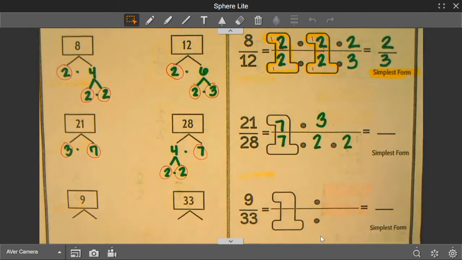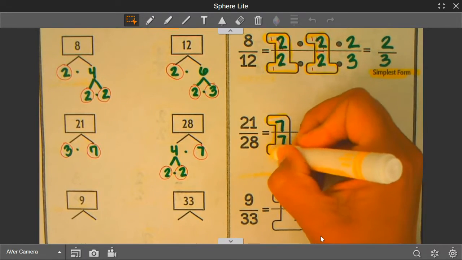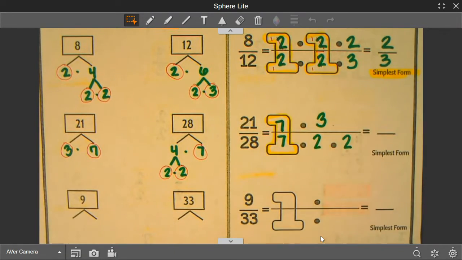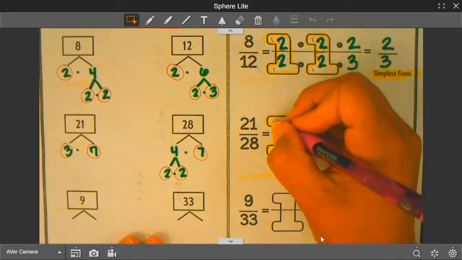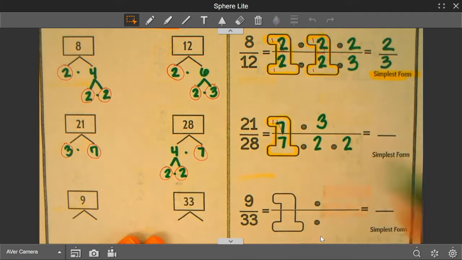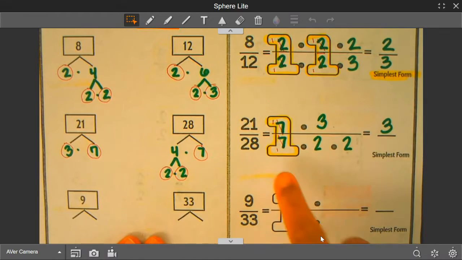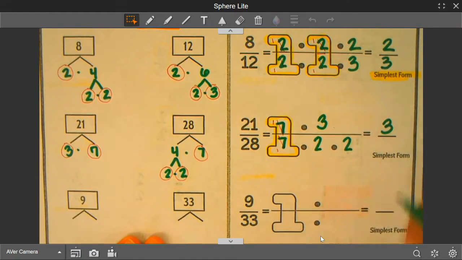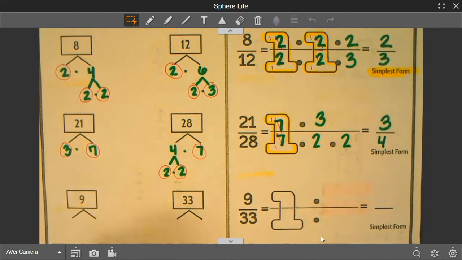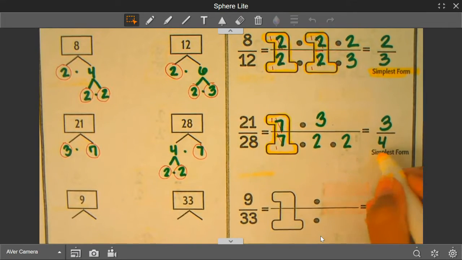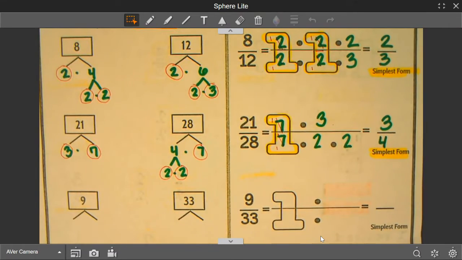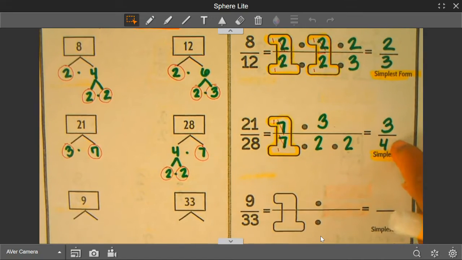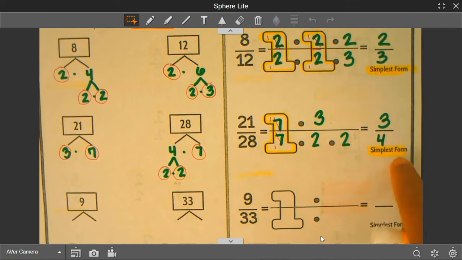Okay? All right, so 7 divided by 7 creates a 1. Any number divided into itself makes 1. And now let's multiply across. So 1 times 3 is 3. And I have 1 times 4 is 4. All right, so 21/28ths is equivalent to 3/4, and 3/4 is broken down into its simplest form.